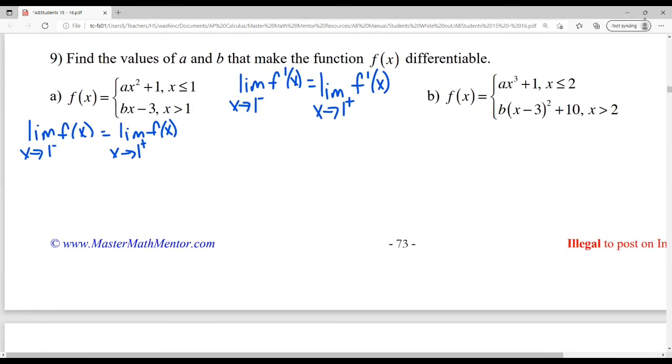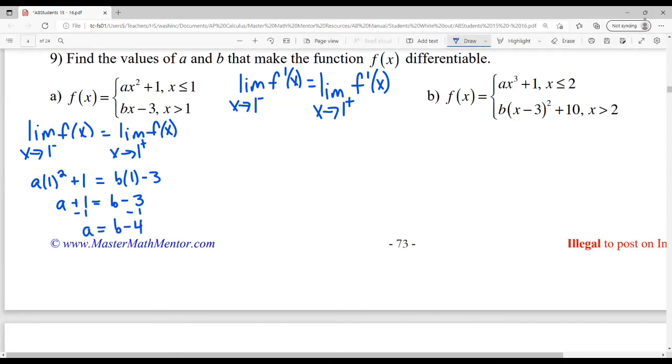For x, we're plugging in for x, so we get a times 1 squared plus 1 is equal to b times 1 minus 3. So it's going to be a plus 1 is equal to b minus 3. It might help to solve for one of these. Let's solve for a. So subtract 1. We get a equals b minus 4. But we can't solve for a and b in this case because we got 2 unknowns at this point and only 1 equation. So that leads me to the second equation.